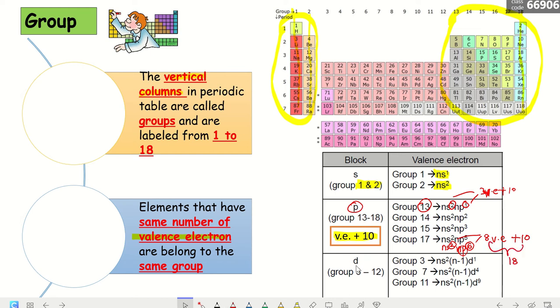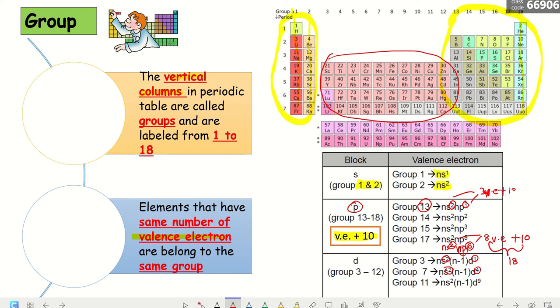Meanwhile, for block D elements, which is the transition element in the middle here, the valence electronic configuration is ns2 (n-1)d1 until (n-1)d10. In order to determine the group, just add the valence electrons. 2 plus 1, so group 3. 2 plus 4, group 6.